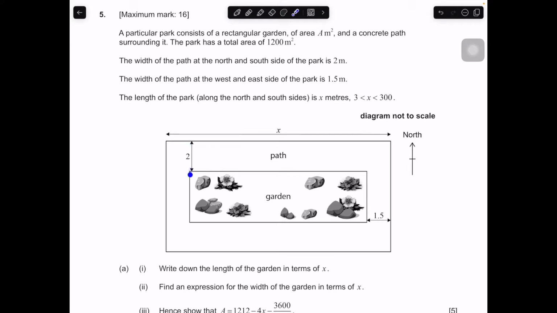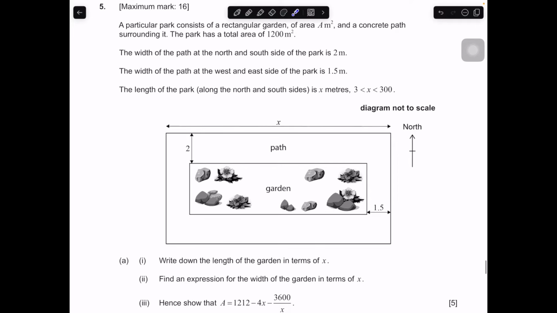So here we have 2 meters, the width of the path, and here's the width of the path on the east and the west side. The length of the park along the north and south side is x meters, and x is greater than 3 and less than 300. So we know it's larger than 3 meters and less than 300. So we've narrowed it down somewhat, I guess.